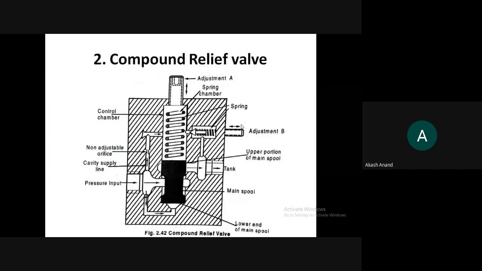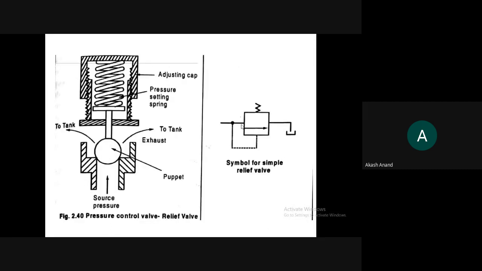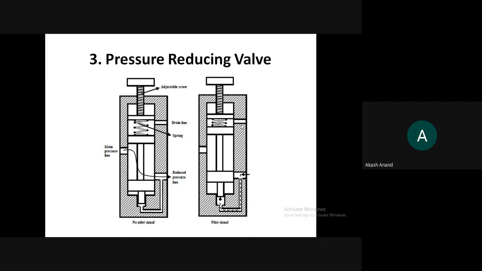So, this is the basic arrangement of a compound relief valve. Coming on to the third type of valve, you can see a pressure reducing valve. You can see this is the diagram of a pressure reducing valve. You can simply use your logic to understand how the working of this valve will occur.